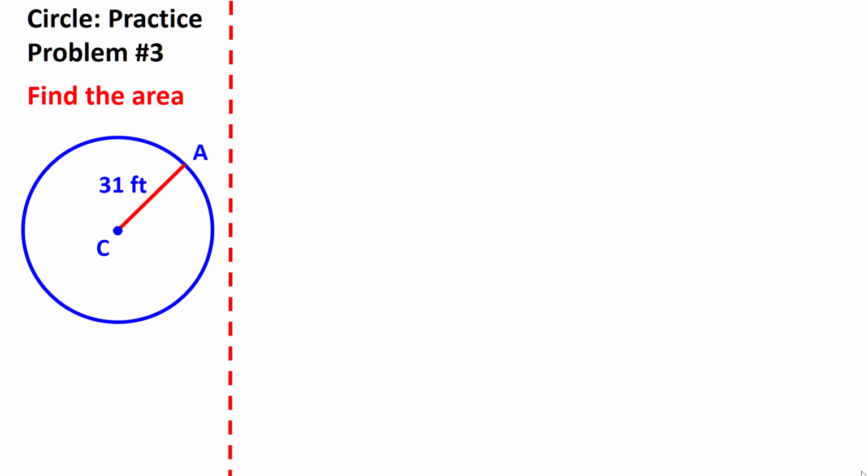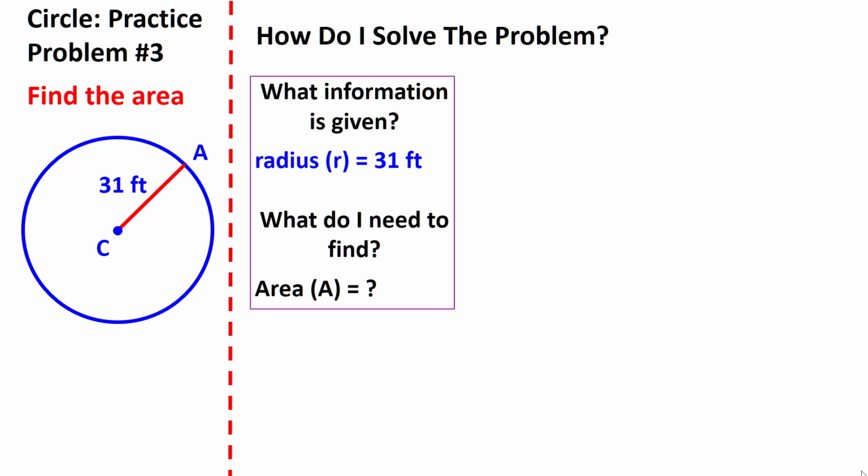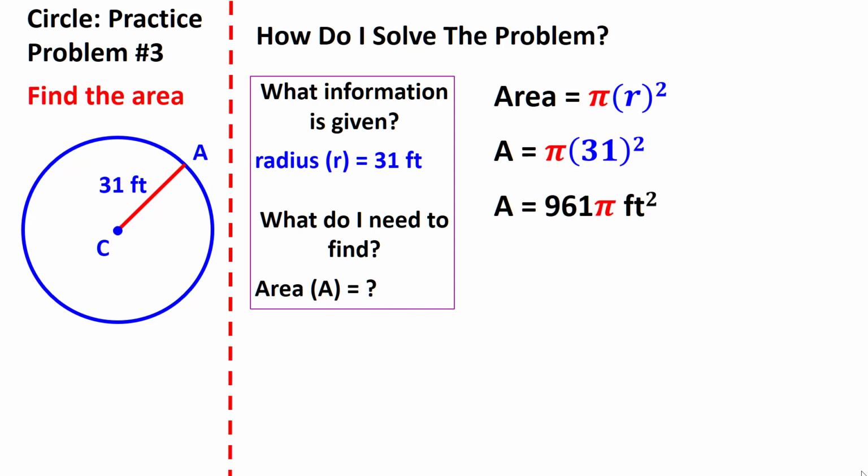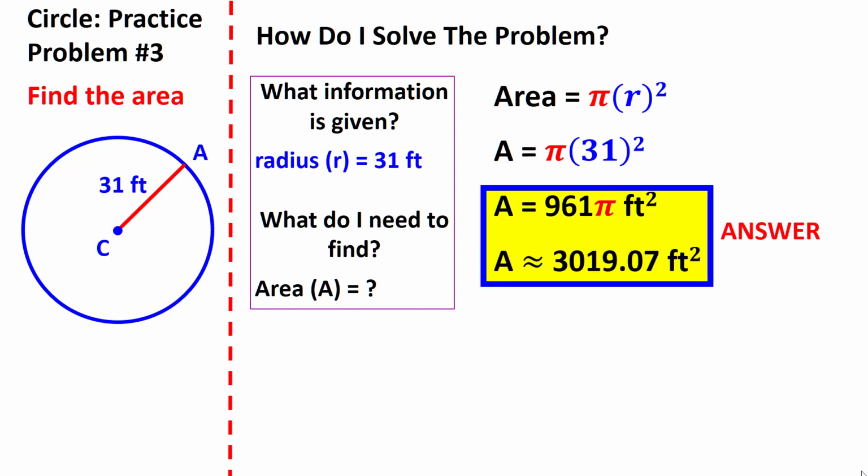Problem number 3. How do I solve the problem? I write down the given information. I write down what I need to find. I start with the formula, pi r squared. I do substitution. Radius equals 31. I substitute 31. I get the answer 961 pi feet squared, or 3019.07 feet squared.